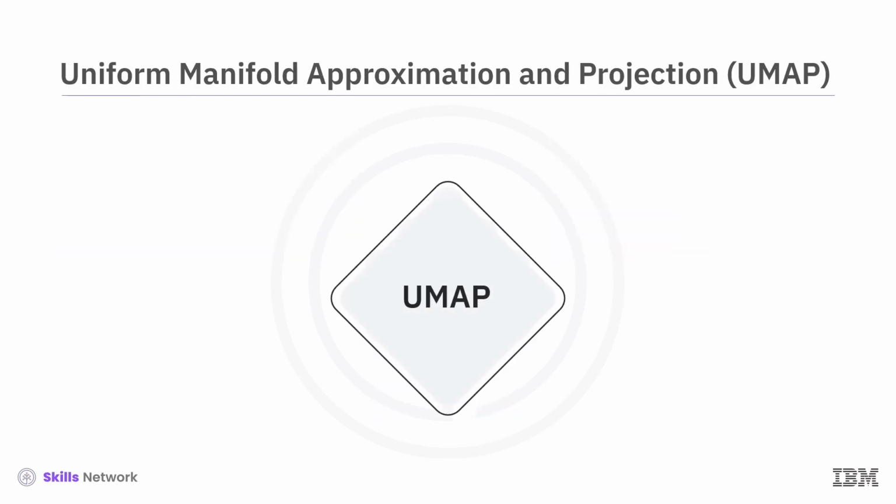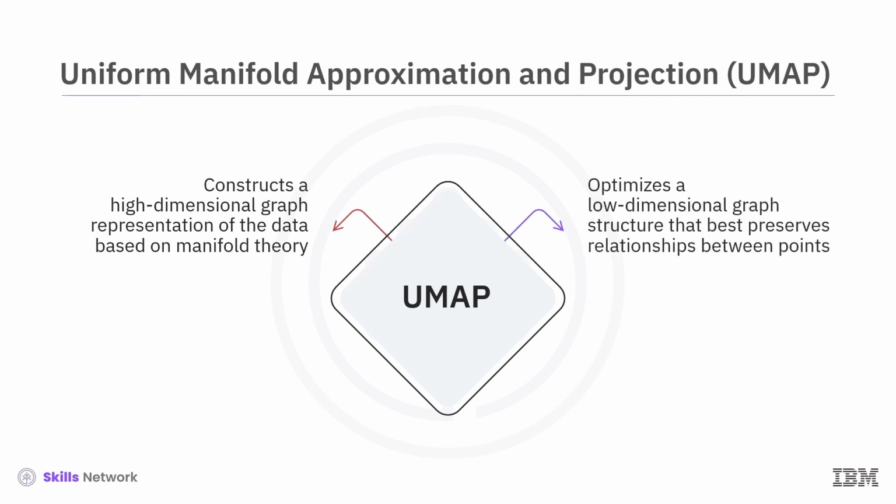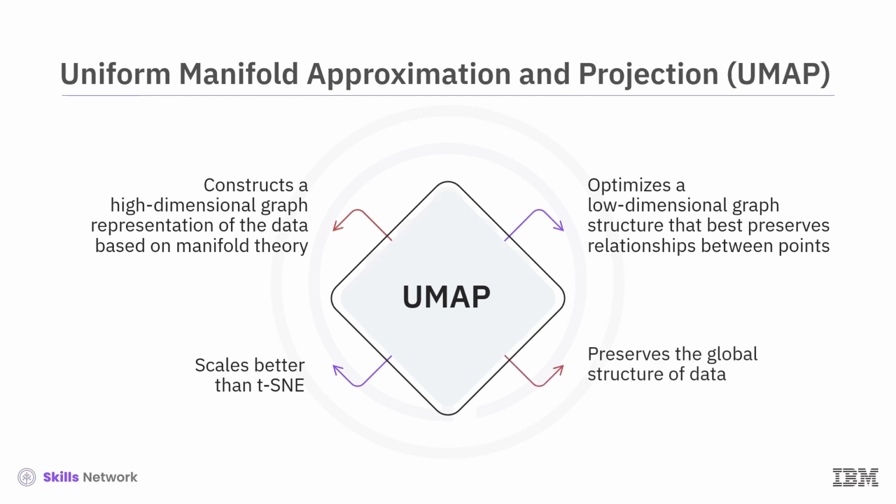Uniform manifold approximation and projection, or UMAP, is also a nonlinear dimensionality reduction algorithm, often used as an alternative to t-SNE. It constructs a high-dimensional graph representation of the data based on manifold theory, which assumes that the data lies on a lower-dimensional manifold embedded in higher-dimensional space. UMAP then optimizes a low-dimensional graph structure that best preserves the relationships between points in the original data. UMAP scales better than t-SNE, and, in addition to the local structure of the data, preserves the global structure, often providing higher clustering performance than t-SNE.